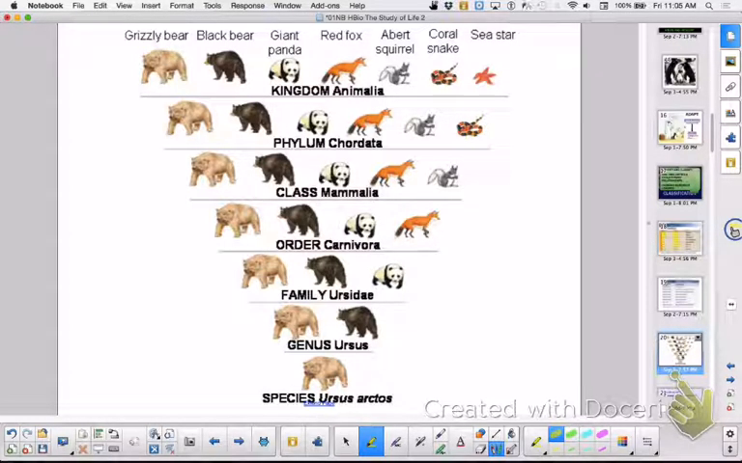Domain. It's not on this list, but domain. What is the most exclusive category? Species. Good. I saw a hand up. I was going to say what humans like domain was.